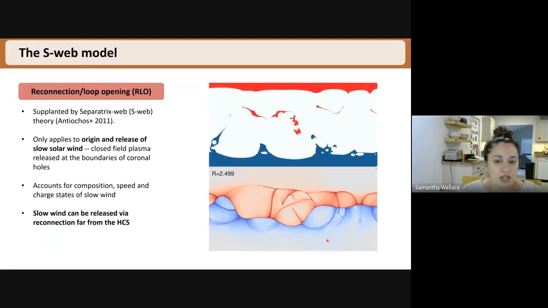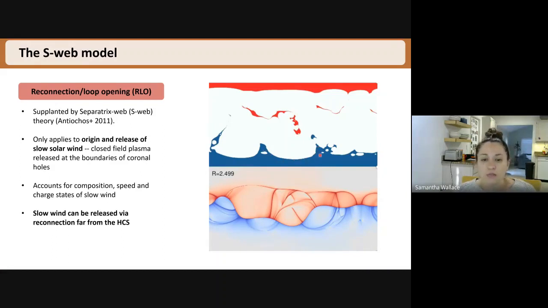So the original reconnection theory has since been supplanted by the separatrix web, or S-web, theory. What's interesting about this is that it pertains mostly to the origin and release of the slow FIP-enhanced wind, the closed field coronal wind, that's where it's coming from, versus trying to describe the acceleration of all solar wind, as in the original theory. So the S-web theory suggests that slow wind originates from closed field plasma that's released at the boundaries of coronal holes. I think you can see my laser pointer.